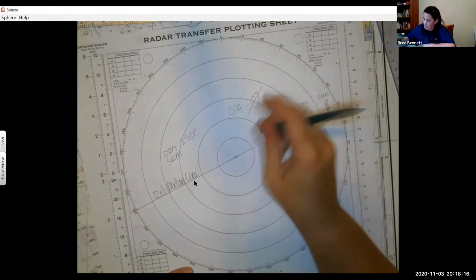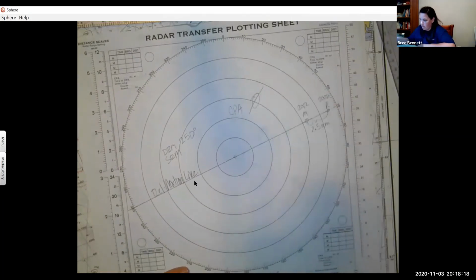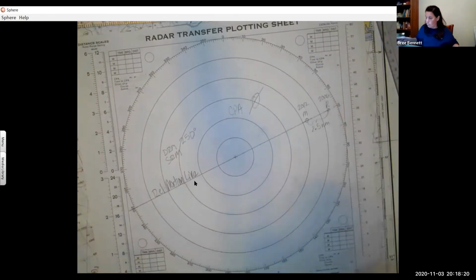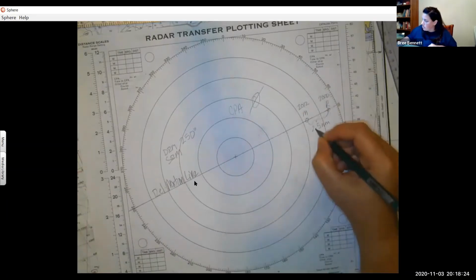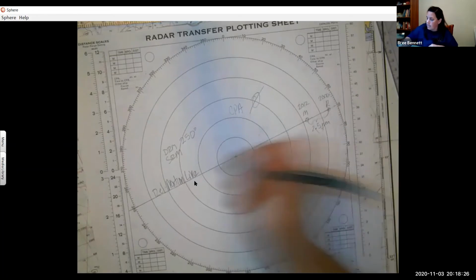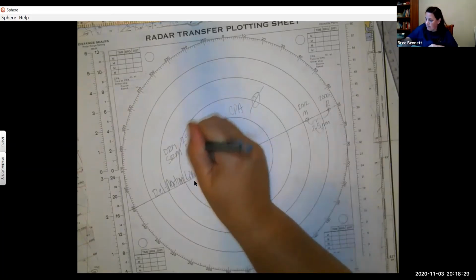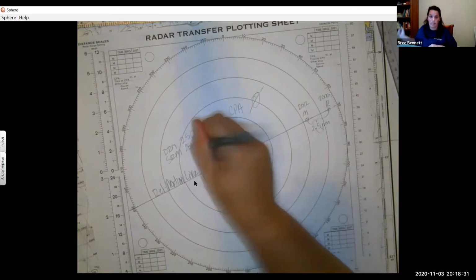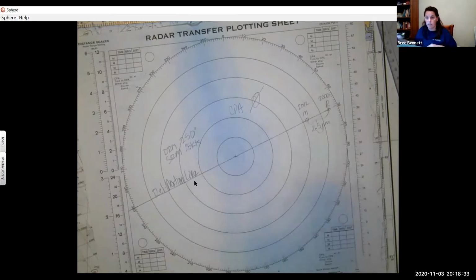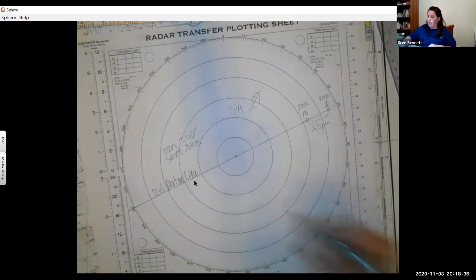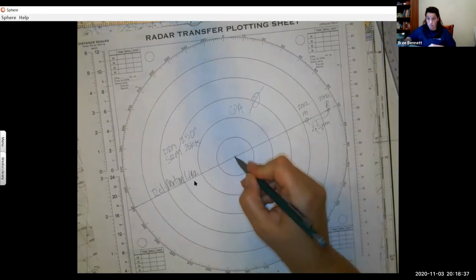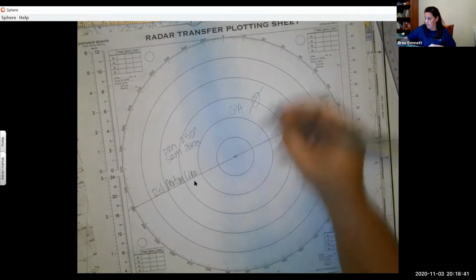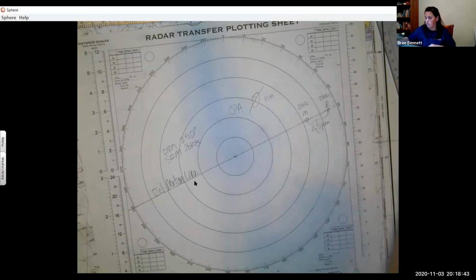So let's continue that. Okay, so 2.5 miles, it's 6 minutes. So all we have to do is move that decimal over and we get 25 knots as our speed of relative motion. Our CPA is 0. So we don't have a bearing or anything. It's just 0 nautical miles, or collision.